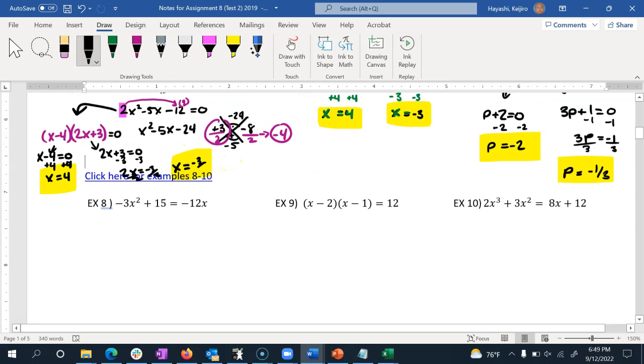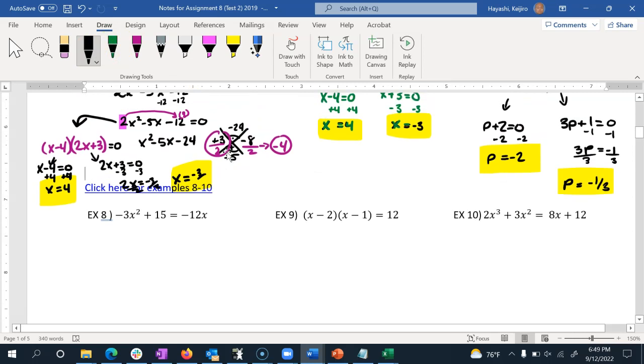Now, in example 8, on the left-hand side, you've got this x squared term, this negative 3x squared, and this constant term, this plus 15, whereas on the right-hand side, you have the minus 12x. You can kind of move things wherever you want. I'm going to go with the aim of as few steps as possible, so I'm going to add 12x to both sides.